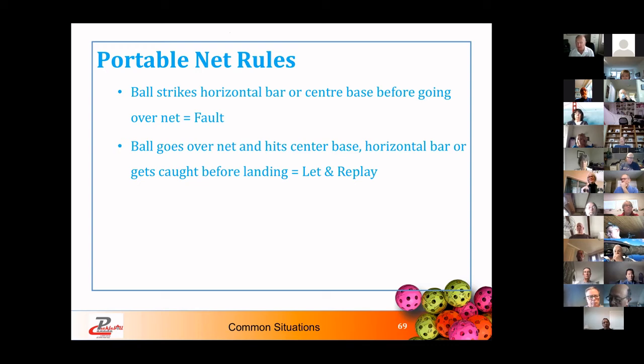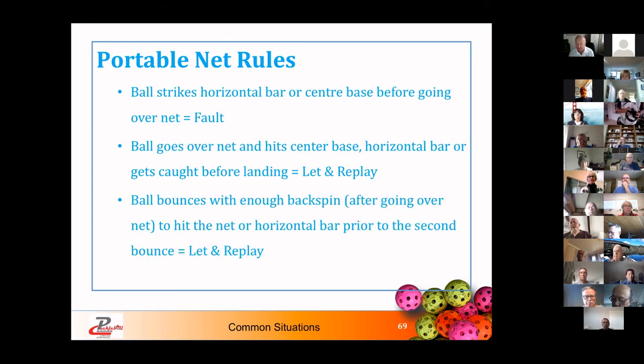If the ball goes over the net and hits the center base, the horizontal bar, or it even gets caught before landing, between the net and the horizontal bar, or the vertical bar, the middle post, it's a let and it's a replay. Nobody had a chance on that ball, so that's the fair way to deal with that. If the ball bounces with enough backspin after going over the net to hit the net or the horizontal bar prior to the second bounce, a let and a replay will be called.